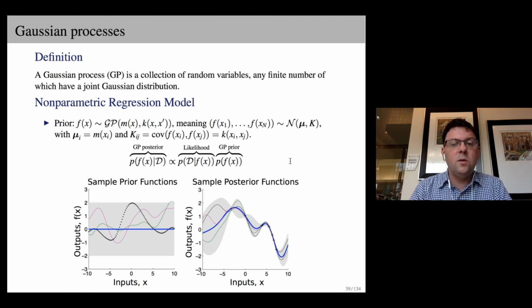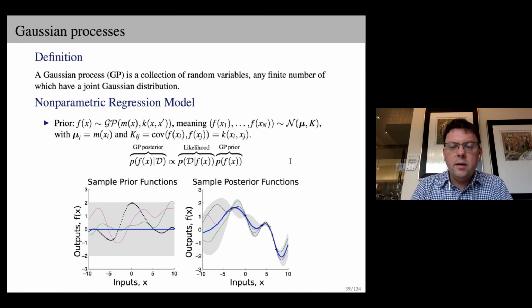The gray shade again corresponds to our 95% credible set. And the blue curve here corresponds to our prior mean function, in this case 0 for convenience. In the right panel, I've conditioned on some data denoted by crosses, and I've sampled several posterior functions in black, purple, and green. We also have the posterior mean function in solid blue, which we can use to make point predictions, and the 95% credible set in gray shade.